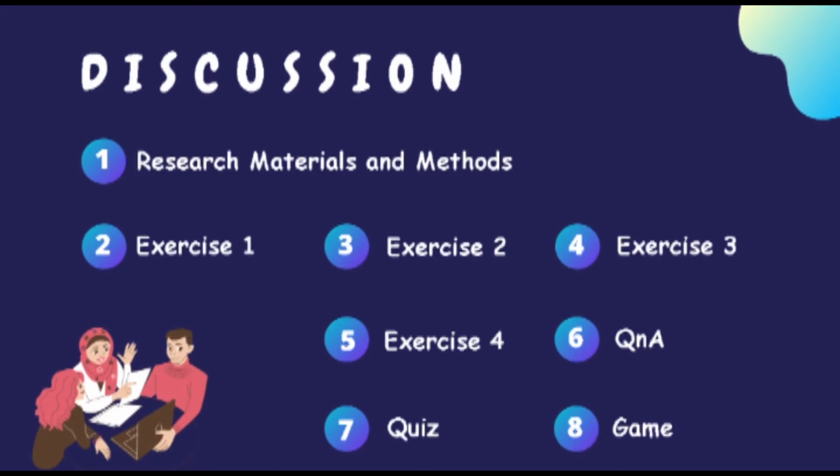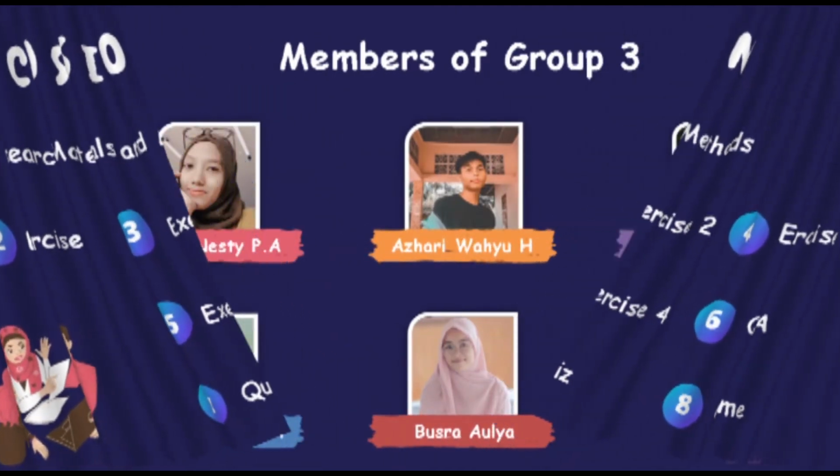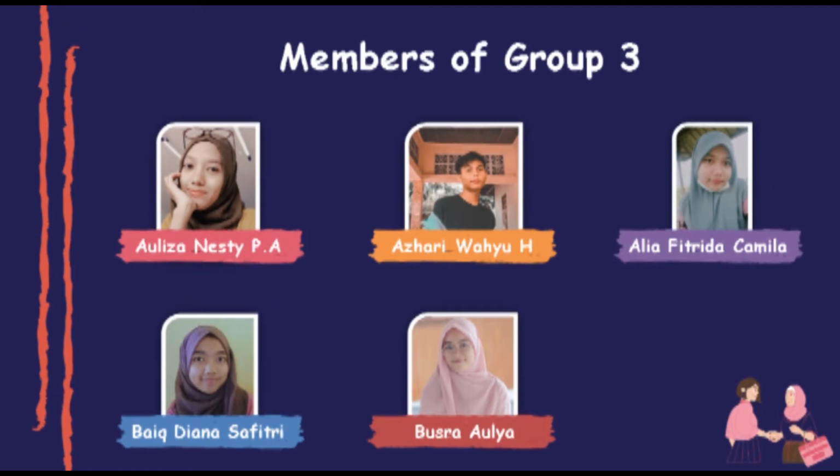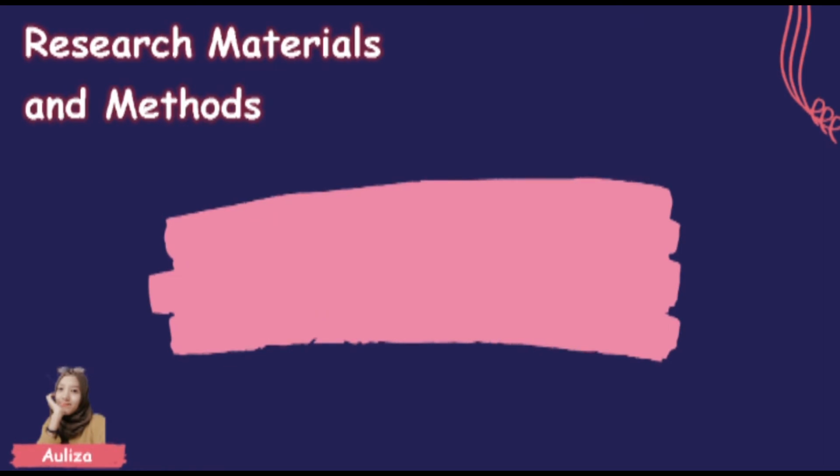Okay, but before we go to the material explanation, let's see the members of Group 3. The first is Aulizanisti Putri Ardini as the first speaker, Azhari Wahyu Hidayat as the second speaker, Alia Fitrida Kamila as the third speaker, Busra Aulia as the fourth speaker, and the last one is me, Diana Safitri, as the fifth speaker. Well, for part 1, it will be explained by Aulizanisti Putri Ardini.